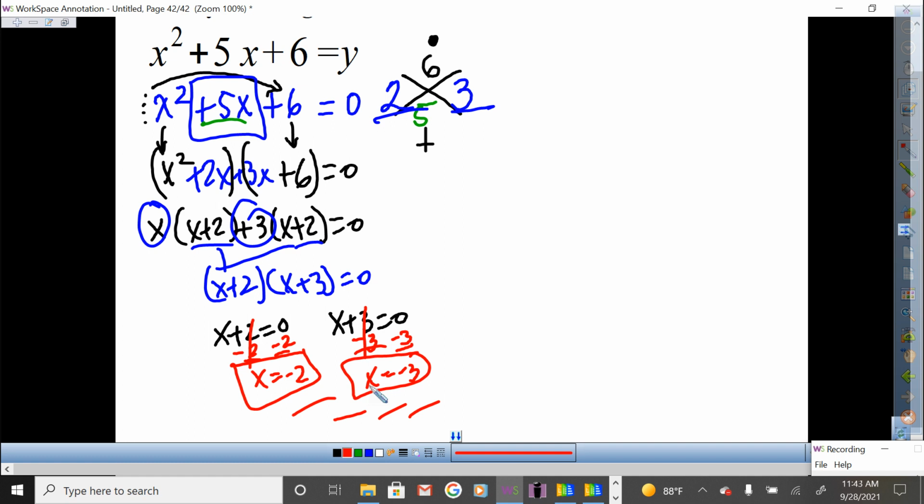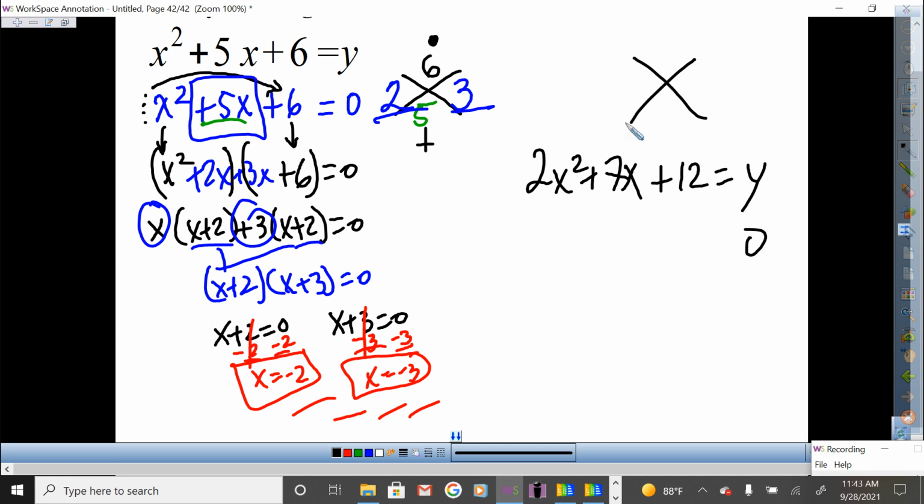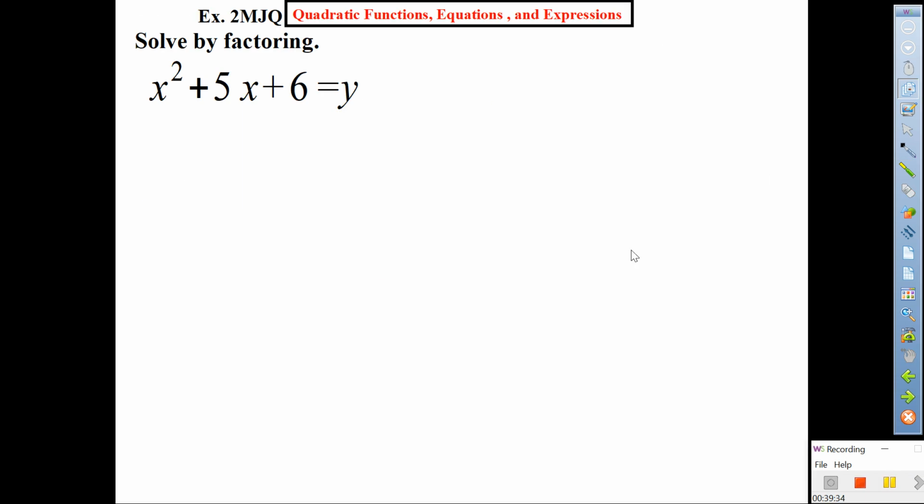Okay. Now for your home plate, you have one of these, and you have one that looks like this. 2x squared plus 7x plus 12 equals y. Of course, first step, set it equal to 0. But then how do we factor this one? What goes on top? 24. What goes on the bottom? 7. You know what to do from there, right? All right.